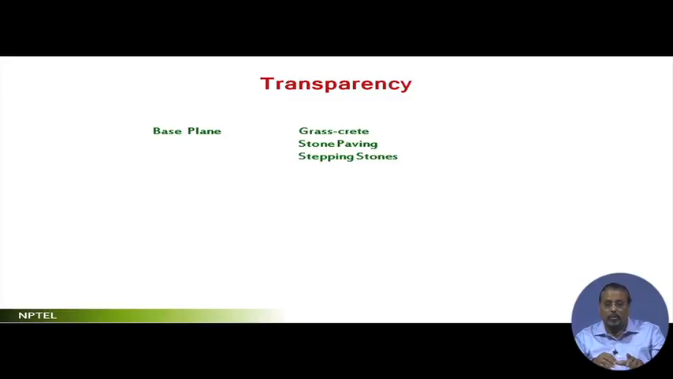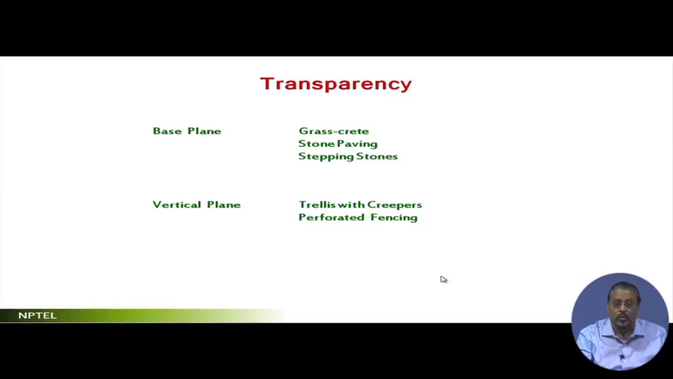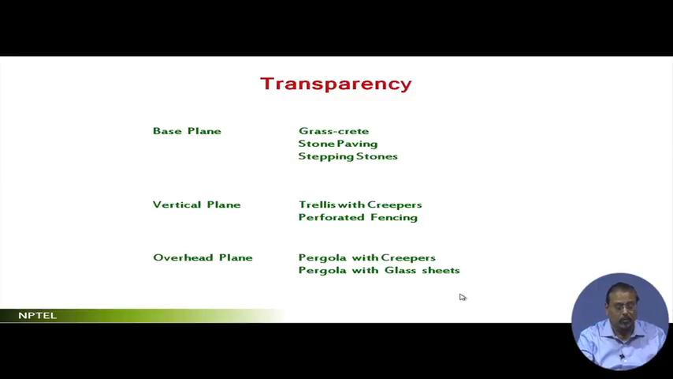Okay? Stepping stones over water, you must have seen that over water you have stepping stones, they jump from one to another to another. The whole water is gaining a very low value of explicitness, and over that the stone is adding some plus value. So, basically, with respect to the overall total, the water proportion is the transparency level that we are getting. So, this is very, very important. In the vertical plane, trellis with creepers, perforated fencing, and in the overhead plane, pergola with creepers, pergola with glass sheets.